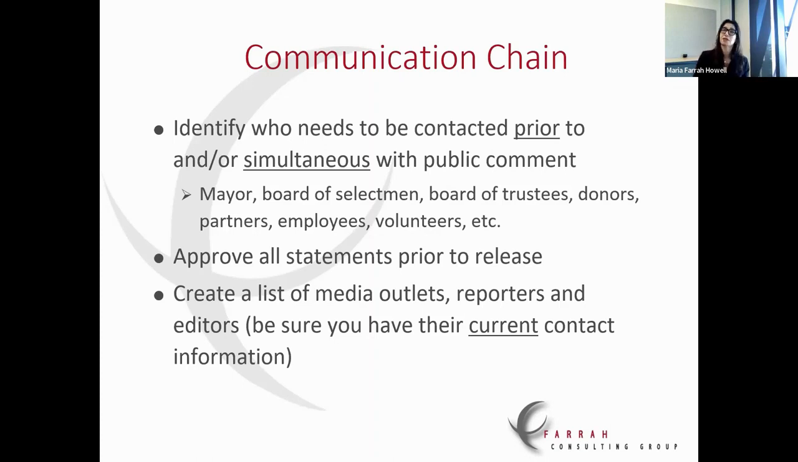Let me get a show of hands, just to see how many of you have put together a quasi communications plan, a crisis communications plan, or anything that looks even remotely like a plan. Have you already started tackling that? Yeah, so that's great. It looks like many of you already have one, or have already started it.